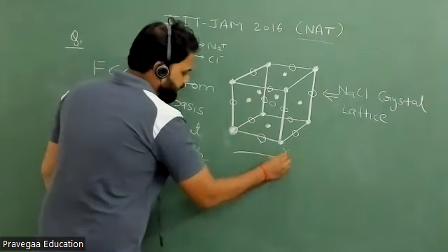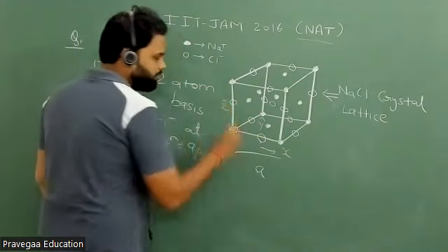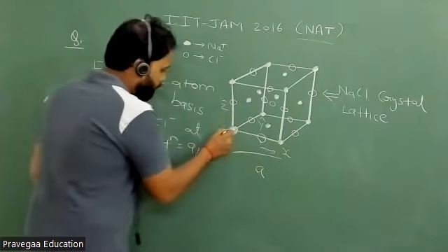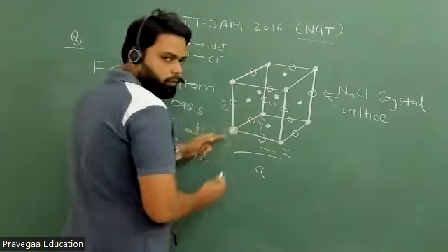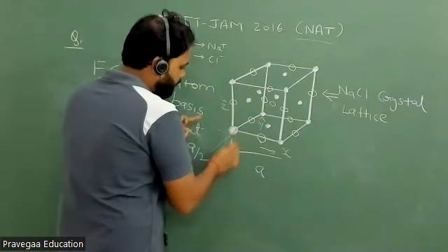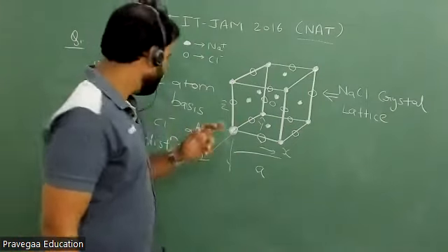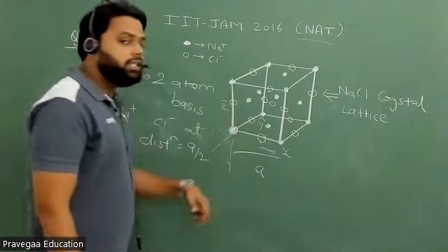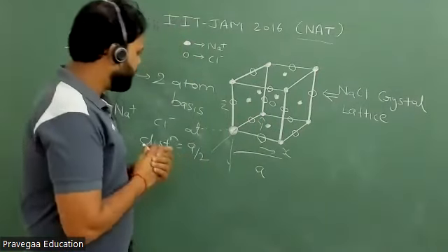If you take this as the x-axis, this as the y-axis, and this as the z-axis, then one chlorine ion is at positive x and one at negative x. Two: one chlorine at positive y and one at negative y. Four: one chlorine at positive z and one at negative z. So a total of 6 chlorine ions will be at a distance of a/2 from the Na+ ion. This is the nearest neighbor, but we have to find the second nearest neighbor ion.